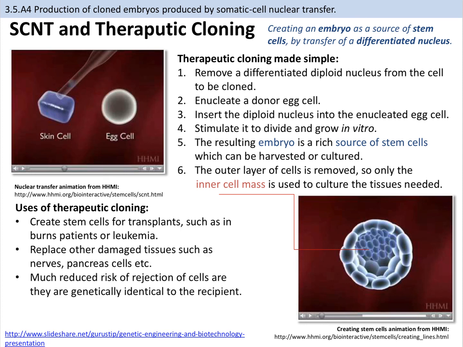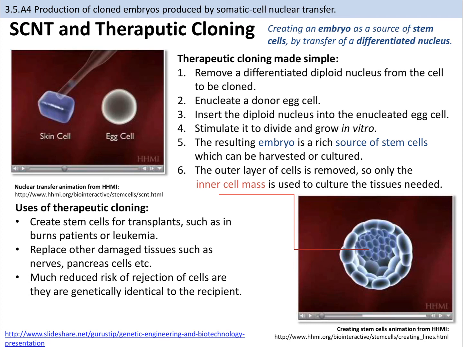Okay, so uses for this, obviously, creating stem cells for transplants for patients who need skin grafts or are dealing with leukemia. So we could create stem cells specific to you, right? We could try to clone your bone marrow stem cells, for example, or clone stem cells that would match your genetic information. So then when we insert those stem cells into your body, they're not going to be rejected because they are built from your DNA. So that means your immune system isn't going to fight them off.